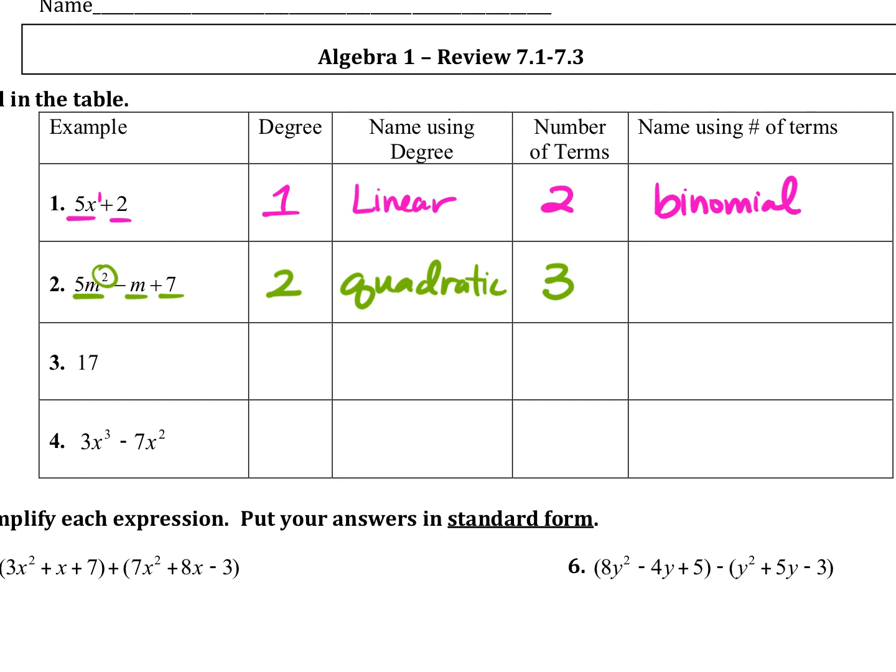It's like each thing that's getting added or subtracted in the problem. Each different piece that is being added or subtracted. So this is 1 term, this is 1 term, this is 1 term. So 3 terms. What's that called? Trinomial.